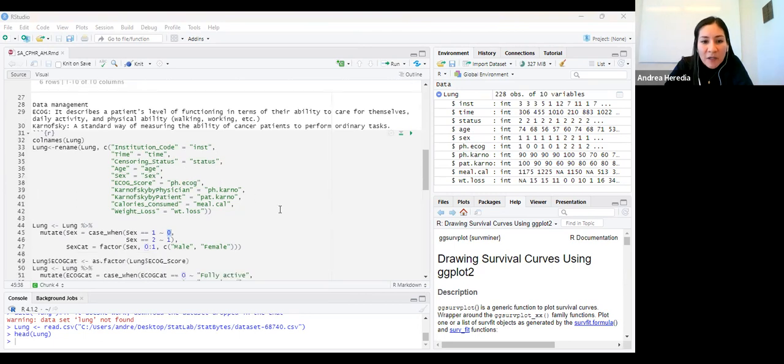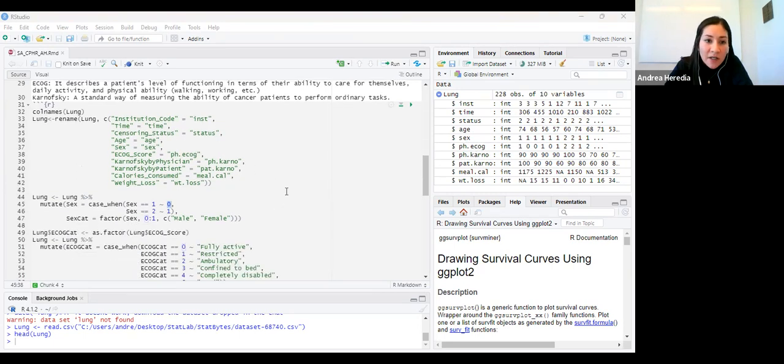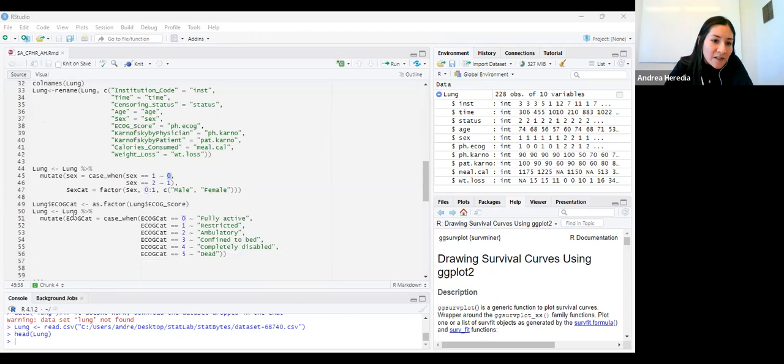Later during the data management part, I created another variable for this one, which is ecogcat. I usually do this whenever I'm doing data management, just because I want to see what each number stands for. So as you can see, 0 is fully active, 1 is restricted, and so on.